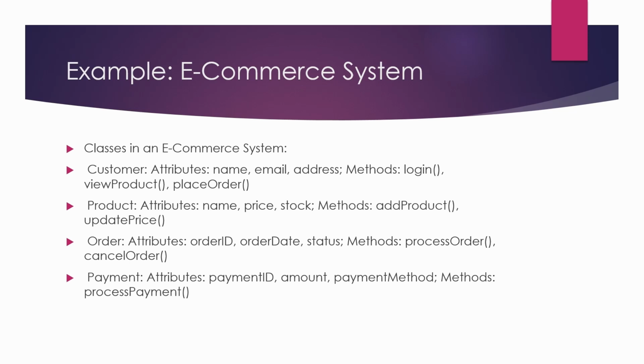Let's look at an example of a class diagram in the context of an e-commerce system. Here we have several classes: a customer, a product, an order, and a payment. Each class has attributes like the customer's name or the product's price, and methods such as an order or processing a payment. These classes interact with each other to complete the e-commerce workflow.